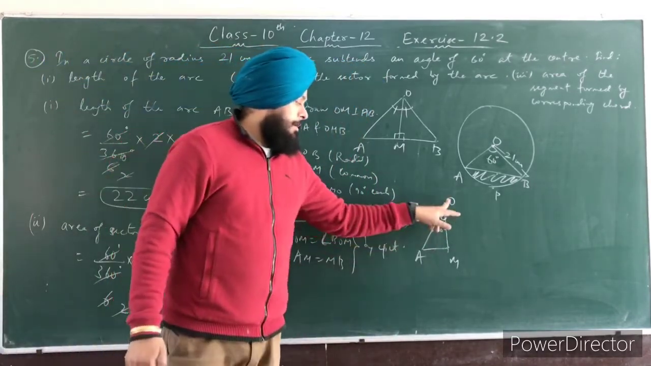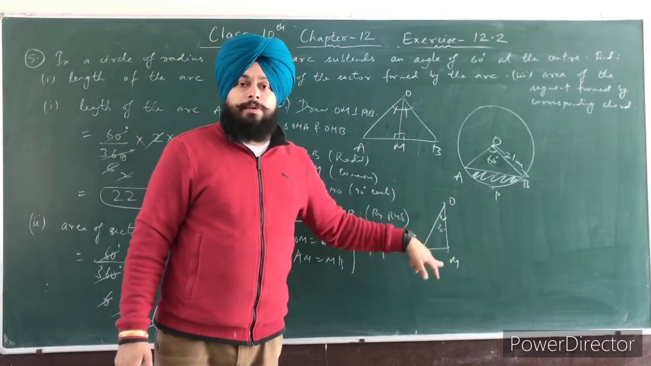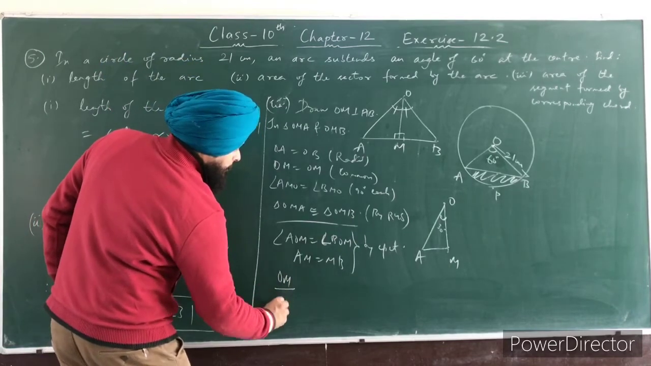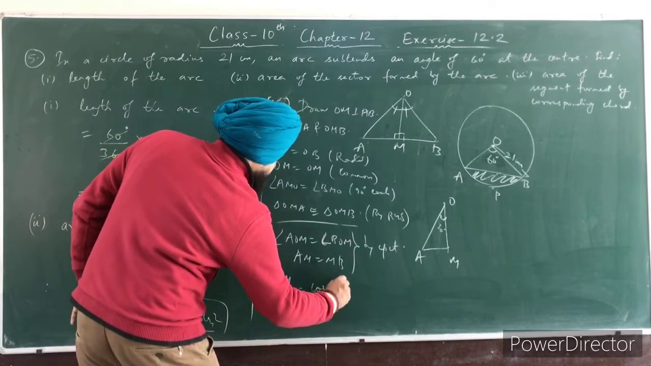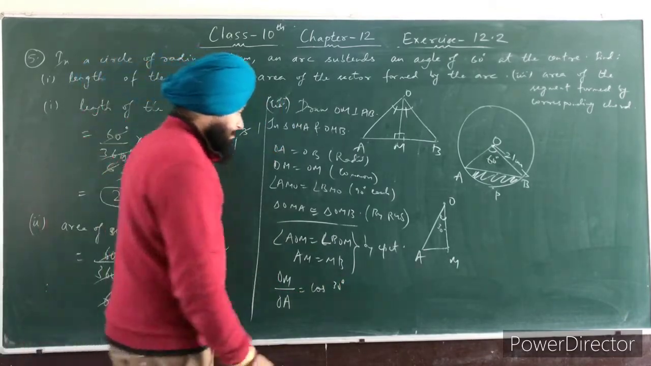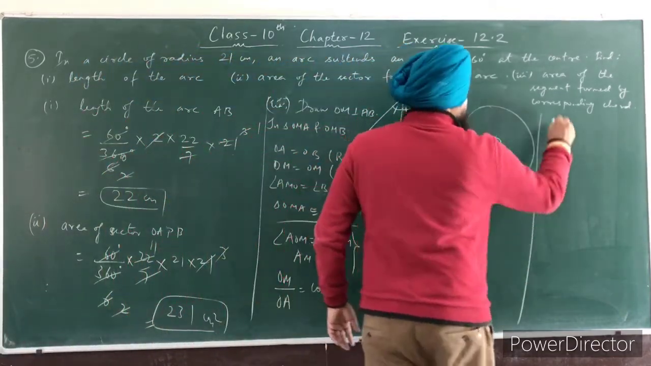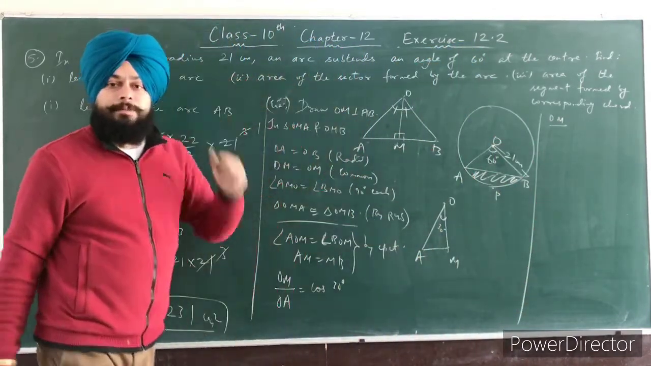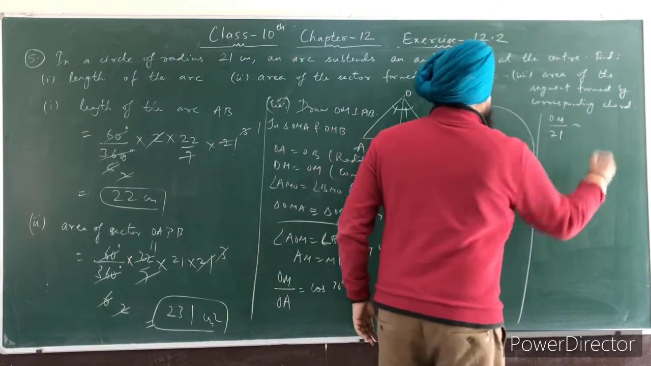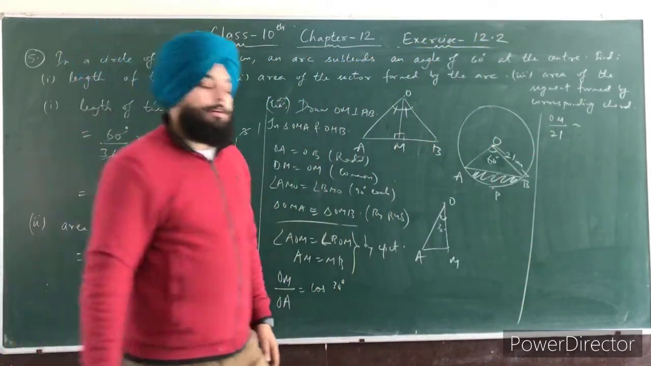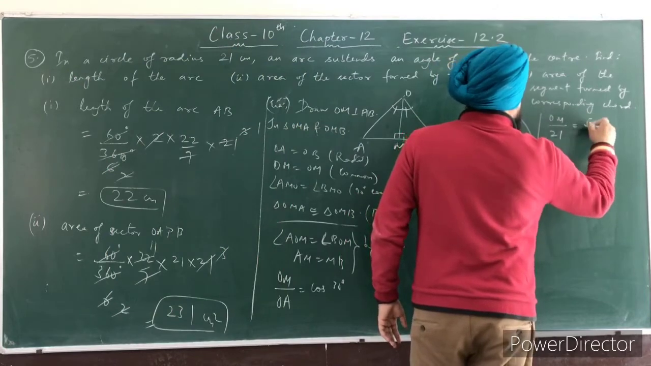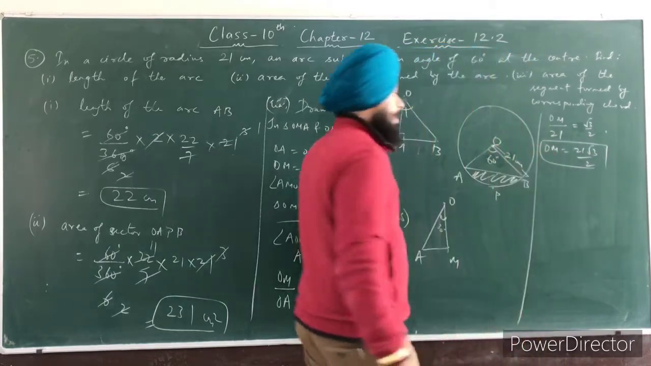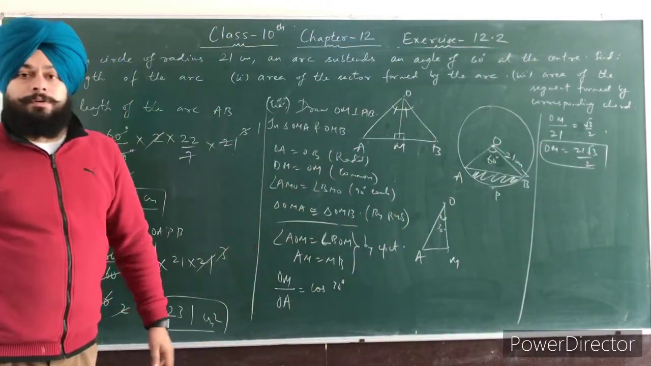Now for this triangle, OM over OA, base over hypotenuse, is the formula for cos theta. OM over OA is cos theta, and theta is 30 degrees. OA is the radius. Radius is how much? 21 centimeters. And the value of cos 30 is root 3 over 2. So OM is 21 root 3 over 2.